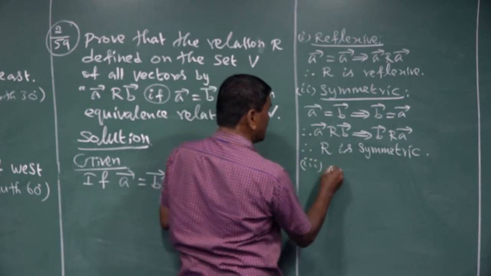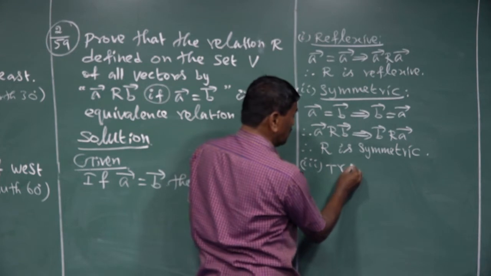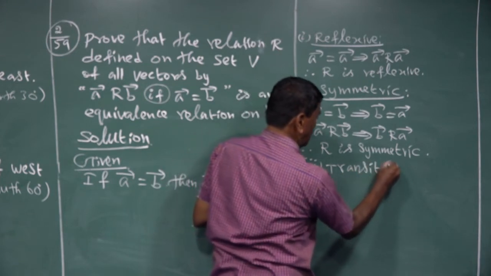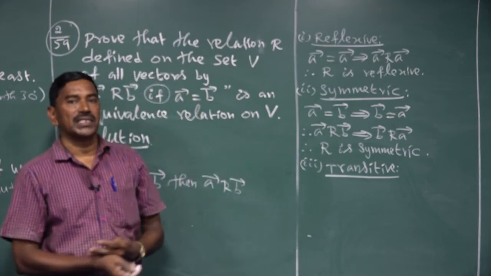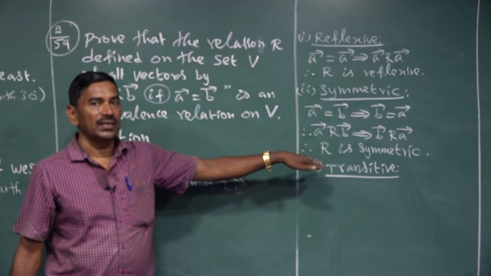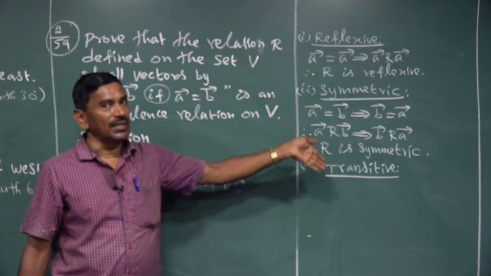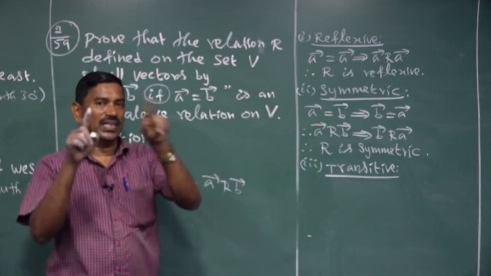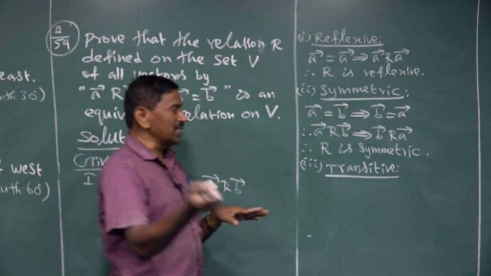Third topic is transitive. Okay. Definition for transitive. A is related to B and B is related to C implies? Good. Center and center, BB cancel. First and last. Yes. A is related to C.